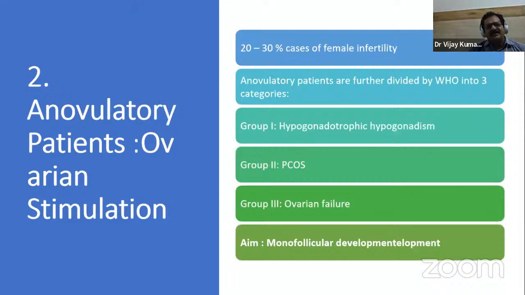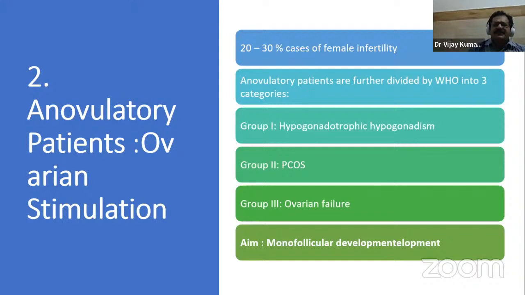Coming to the other type of patients, the anovulatory patients. They are about 20 to 30% of the cases of female infertility, and anovulatory patients can be further divided by WHO into 3 categories: hypogonadotropic hypogonadism, where there is defective production of the gonadotropins. That will lead to subnormal functioning of the ovaries. The second group is PCOS, and the third group is ovarian failure.